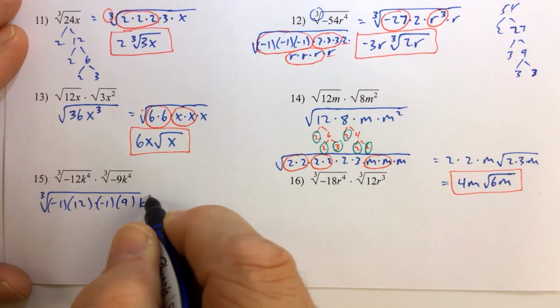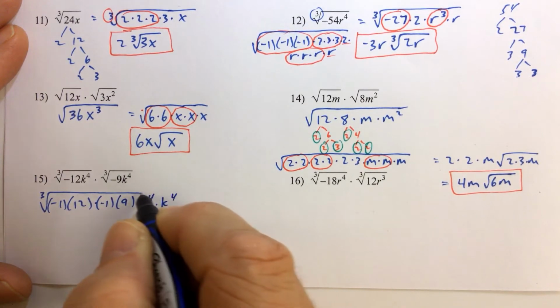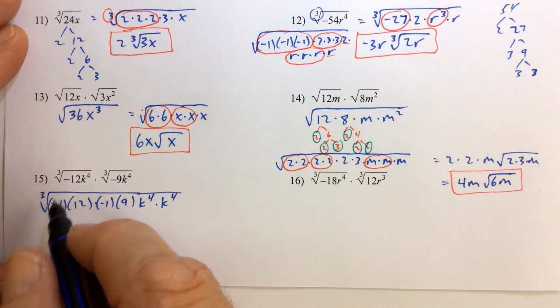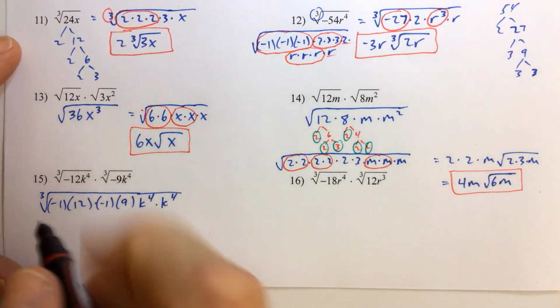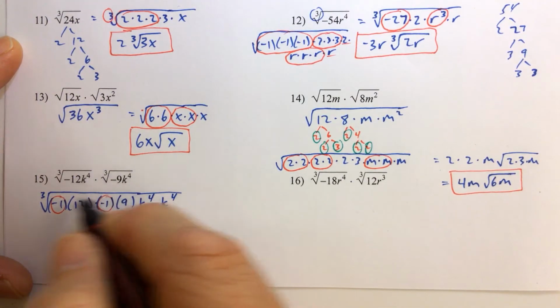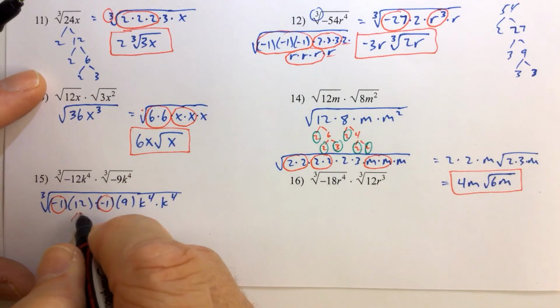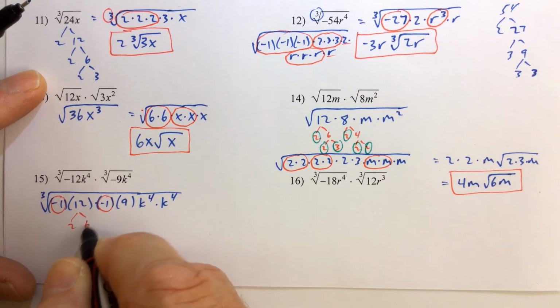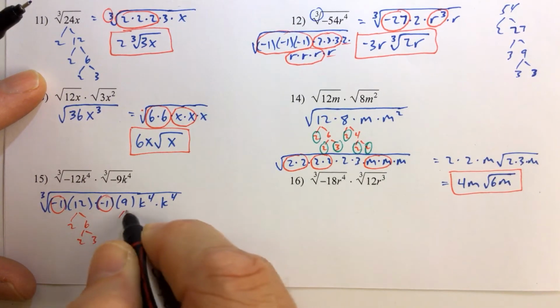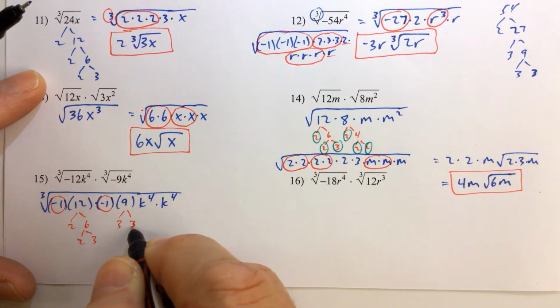And then I have a k to the fourth and another k to the fourth. So I can see here that I don't want to keep writing all these negatives, so I can see that a negative times a negative, that's going to be a positive, so I'm going to leave those alone. And I'm going to just go ahead and factor the 12. 2 times 6, 2 times 3. The 9 can be written as 3 times 3.